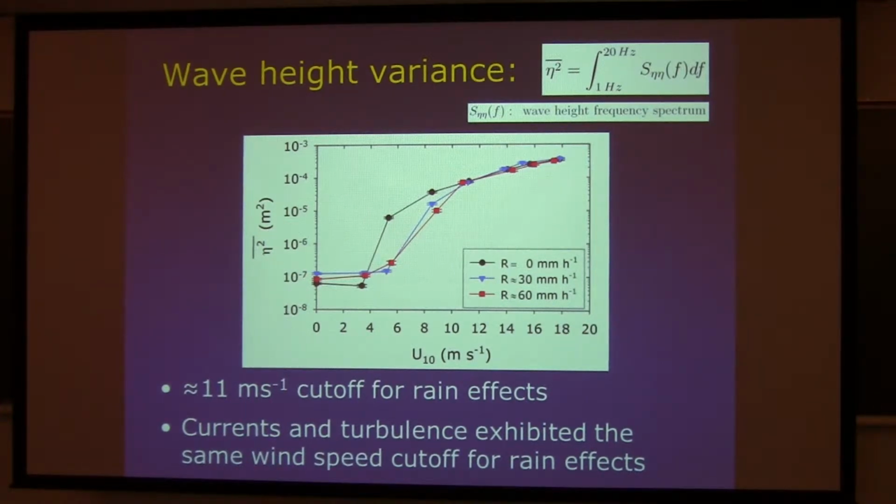So you have really tiny waves at the 4 meters per second wind. At 5 and 10 meters per second wind speeds, however, you see a significant decrease in the wave height variance, and this corresponds to the rain-induced wave damping phenomenon. However, at higher wind speeds, there's no change in the wave height variance. And what we see from this is that once again, there's an 11 meters per second cutoff for rain effects. There's no change observed at higher wind speeds.